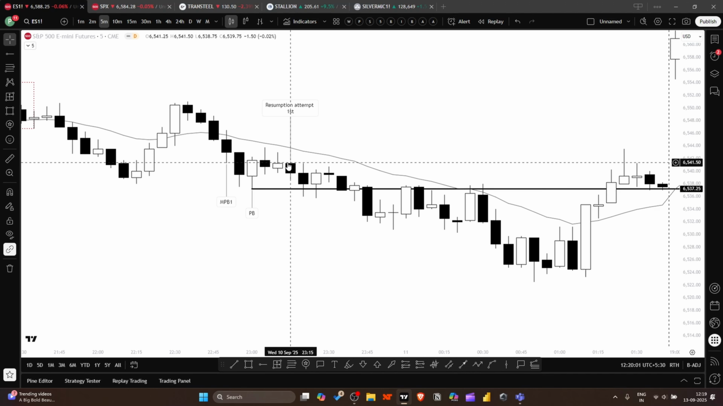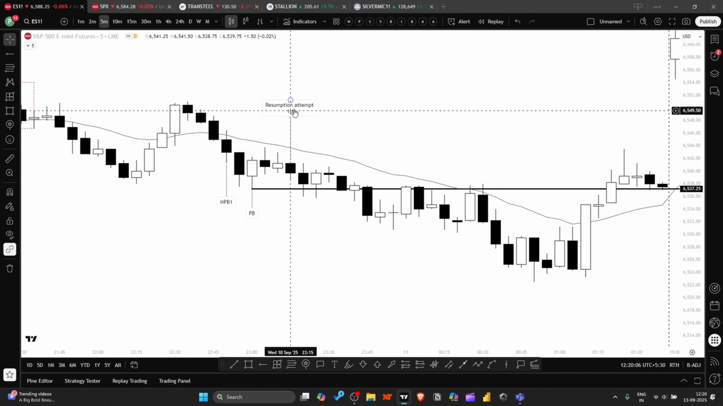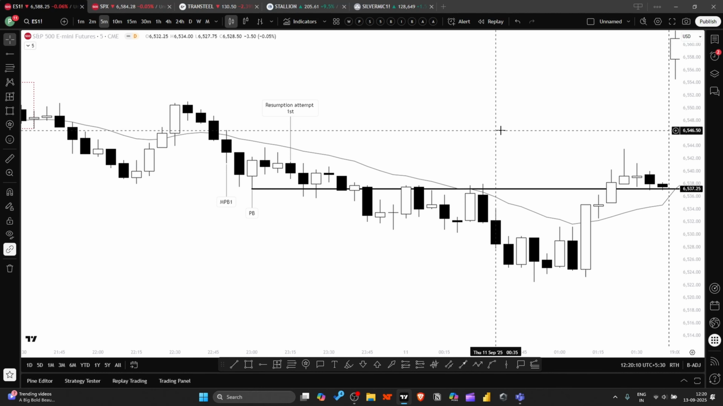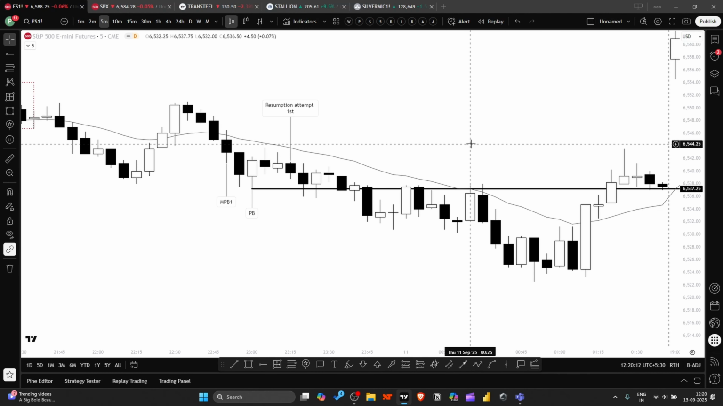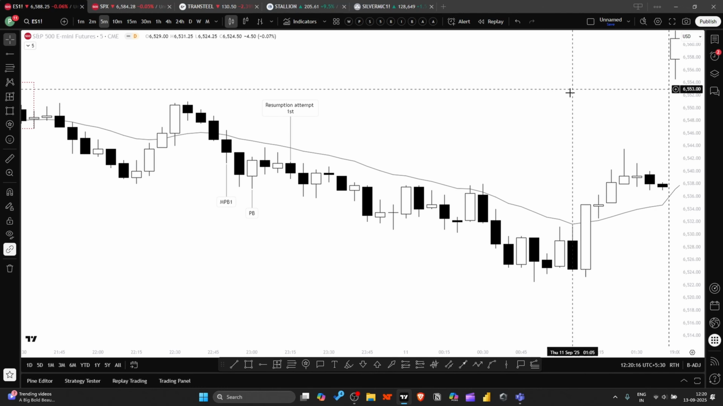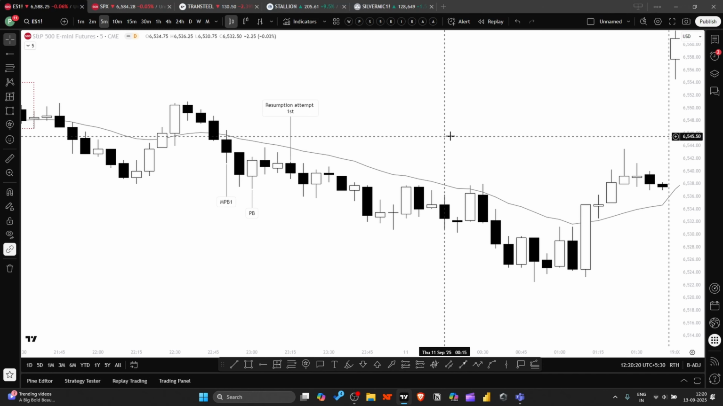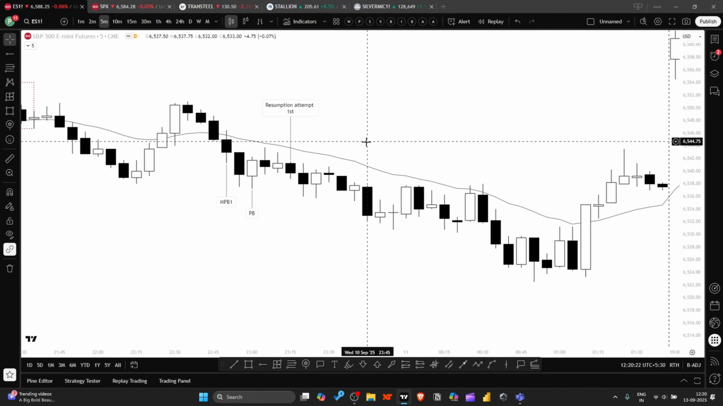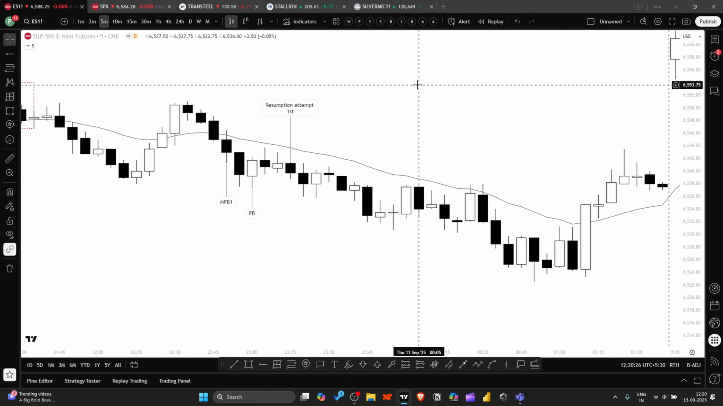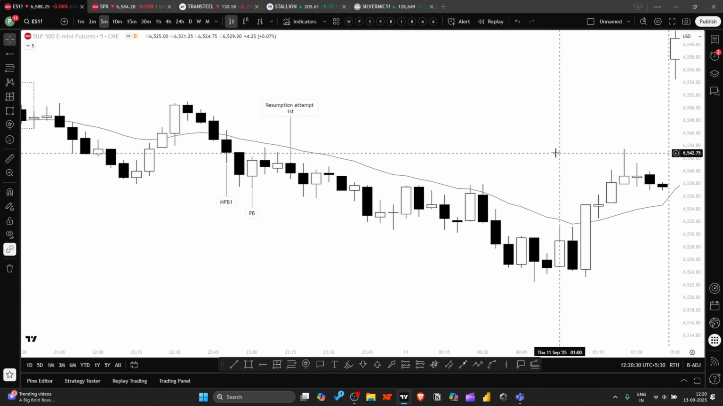So Al Brooks calls this L1 or low one. It's easy to call it RA, resumption attempt, first resumption attempt, second resumption attempt, but it gets difficult if you don't know H1 and L1, because few things are easier that way. For beginners, it's easy to understand this, but remember H1 is the first resumption attempt for a bull breakout on the upside. L1 is the first resumption attempt for the bears on the short side.